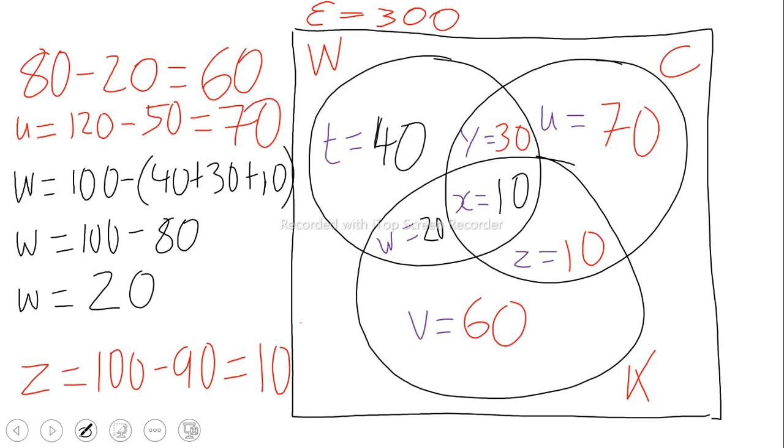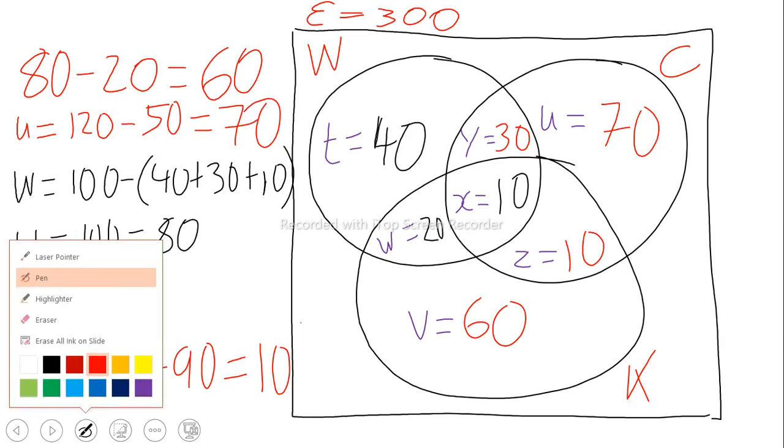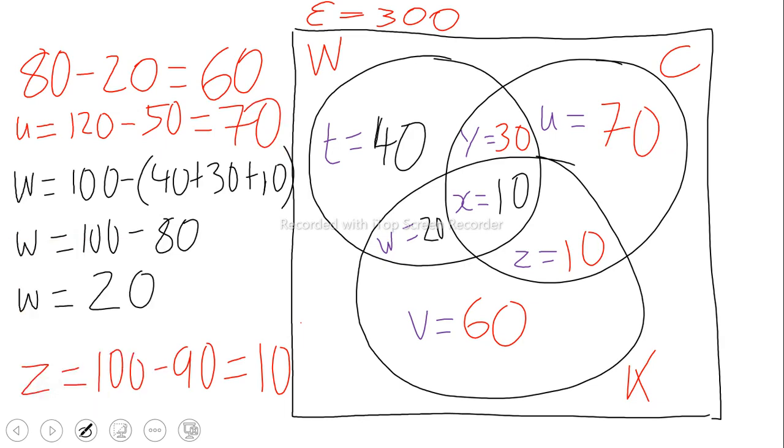Okay. So, are we done? No. What are we missing? The persons who did not read any of the novels. Yes, and we're going to call that R. And that's what the question is asking us for, right? So you see why you needed to finish the diagram before you could answer this question?